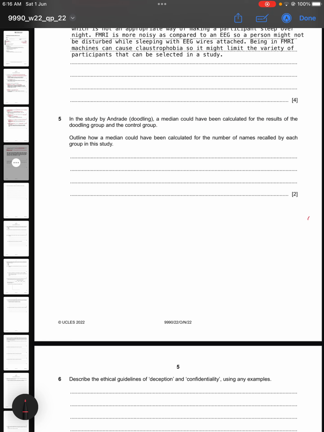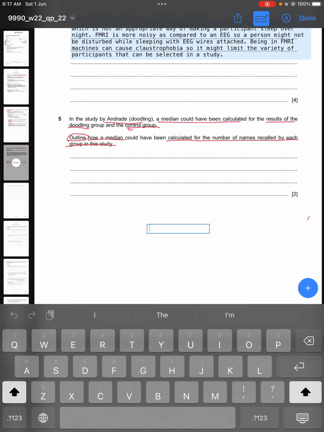And then question 5 says, in the study by Andrade, doodling, a median could have been calculated for the results of the doodling group and the control group. Outline how a median could have been calculated for the number of names recalled by each group in the study. So you need to tell how a median is calculated, and then how it could have been calculated in this study of Andrade.